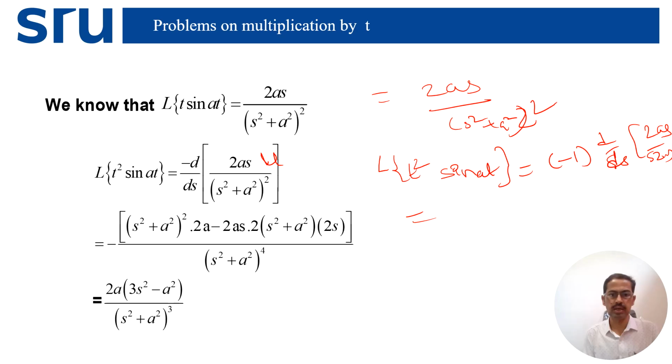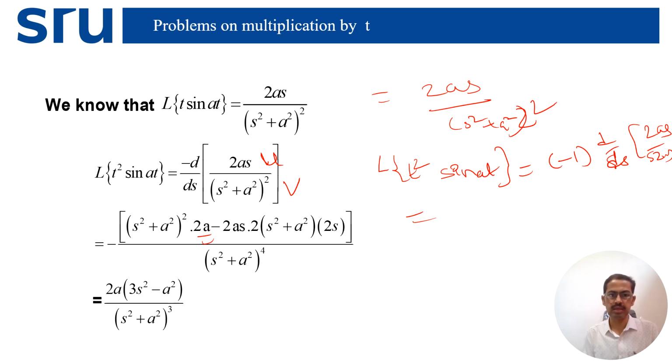This is u, and this is v. The derivative of u, u dash, is 2a, s is 1. V is s square plus a square whole square. Minus u v dash. U is 2as. V dash is here minus 2, right? S square plus a square whole square, right?